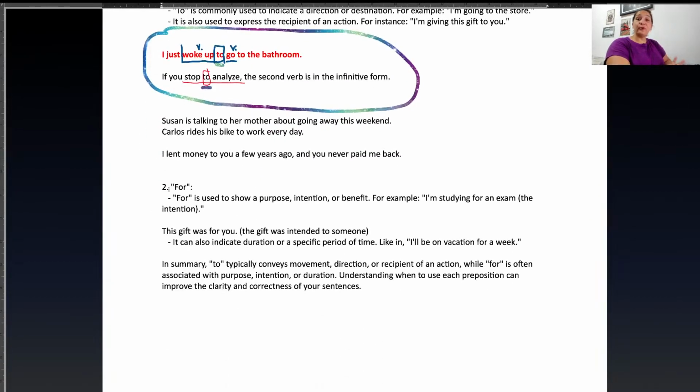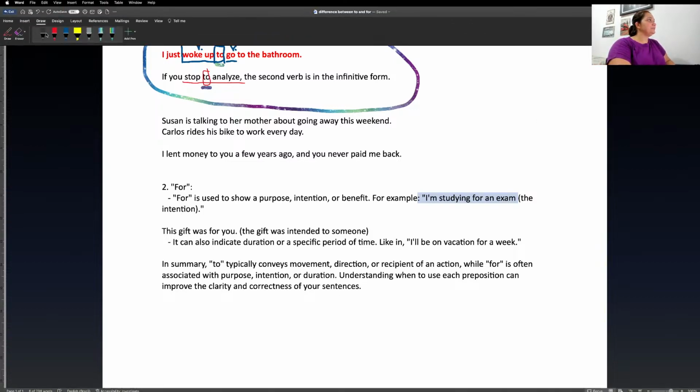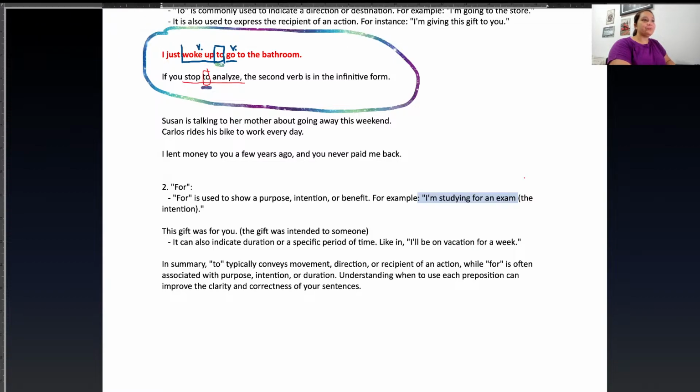Okay, so for is used to show a purpose, intention, or benefit. For example, I'm studying for an exam. So the intention of me to be studying is to do an exam. So here I have a noun, for an exam, an object. Okay, so this is a noun, substantivo. I'm studying for an exam.